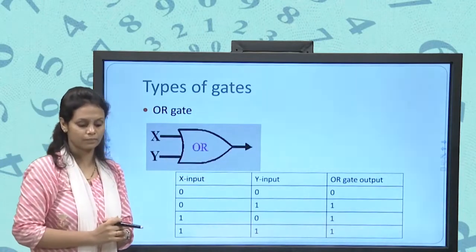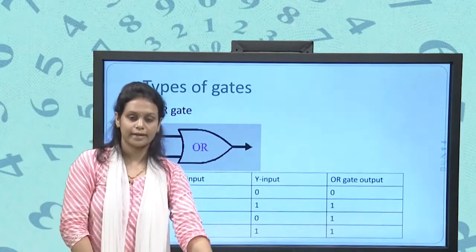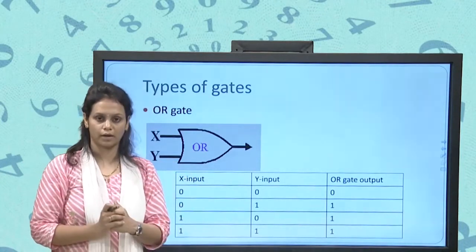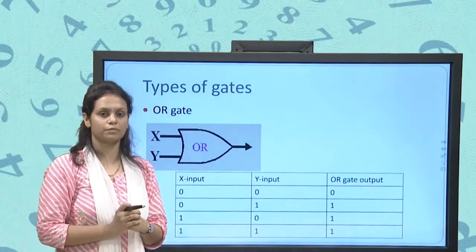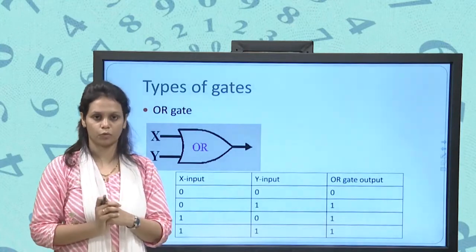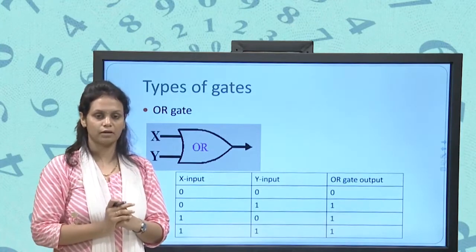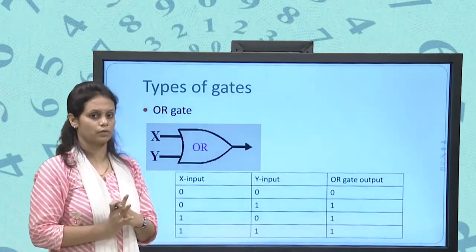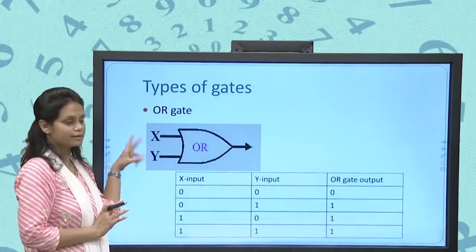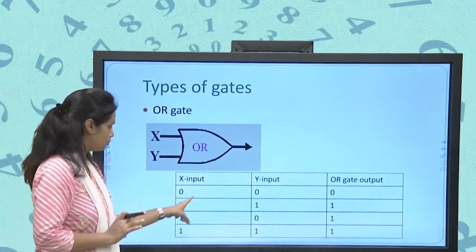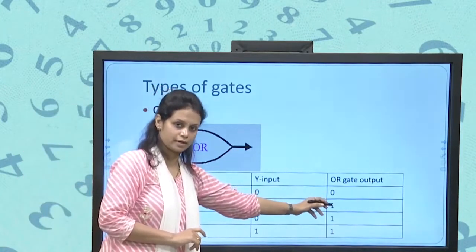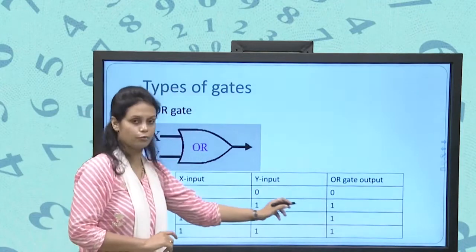Okay. I am repeating, what is in the OR gate? The OR gate will give output 1 if any one of the inputs is 1. That means, if both the inputs are 0, then only the output is 0. If both the inputs are 0, then only the output of the OR gate is 0, otherwise it is 1.